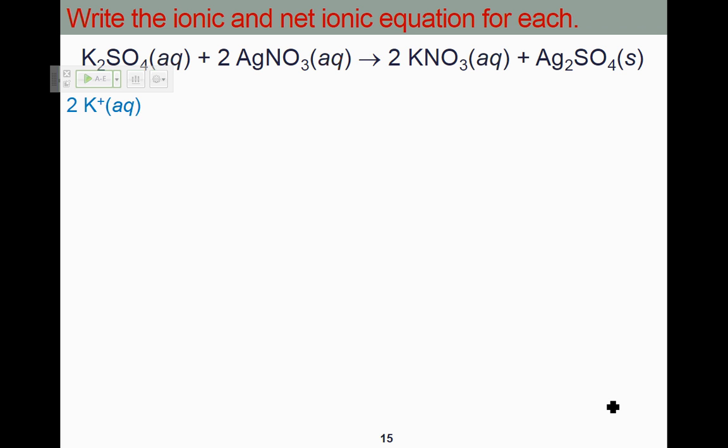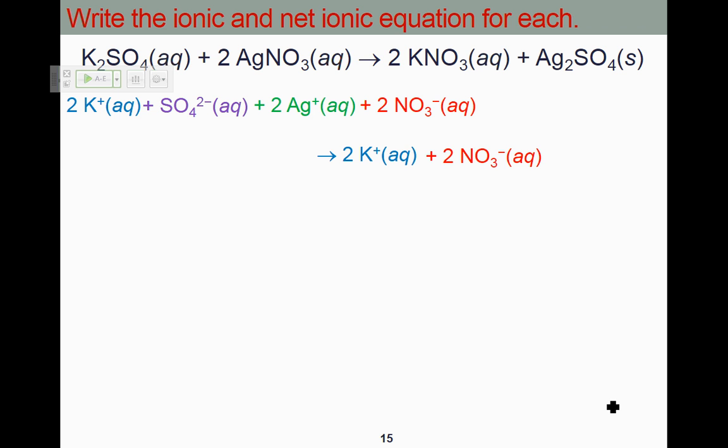So only those. So we can form K plus, and we have 2 of those, so we just put a 2 in front of it. See, we have K2, so we put a 2. We have 1 SO4 2 minus ion. We have 2 silver and 2 NO3 because 2 times 1 is 2. Here we form 2 K plus and 2 NO3 minus. Plus we leave this as a solid because it's not an ion in solution. So if it's not aqueous, doesn't have that aq behind it, it's not an ion.